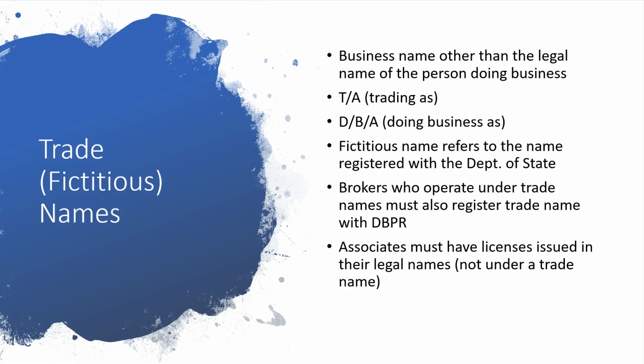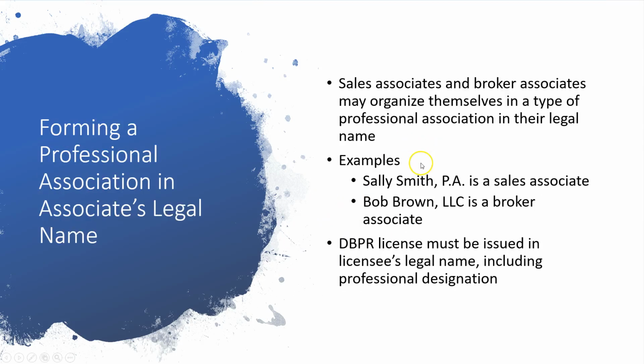You may register under a fictitious or trade name. This is a business name other than the legal name of a person doing business. Sometimes we call it trading as or doing business as. The fictitious name refers to the name registered with the Department of State, and brokers who operate under a trade name must also register that trade name with the DBPR. Associates must have licenses issued in their legal names, not under a trade name.